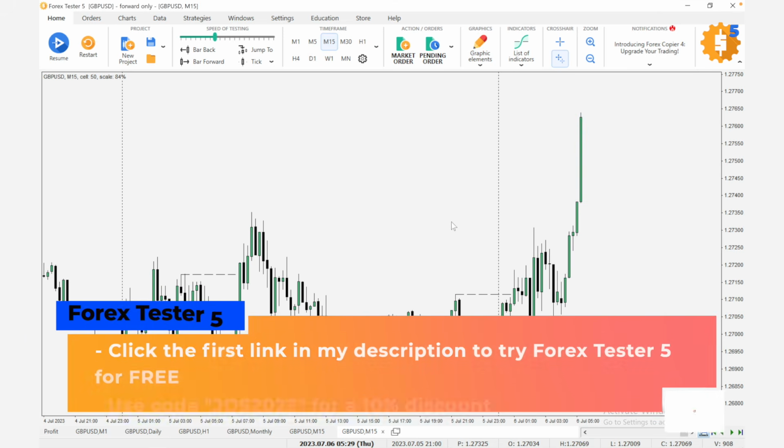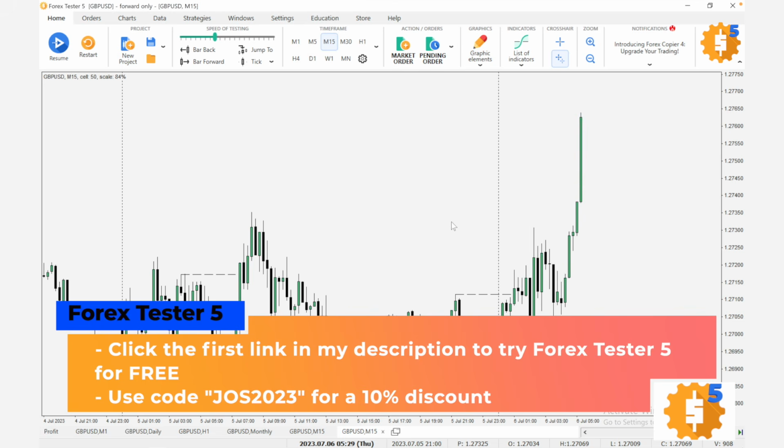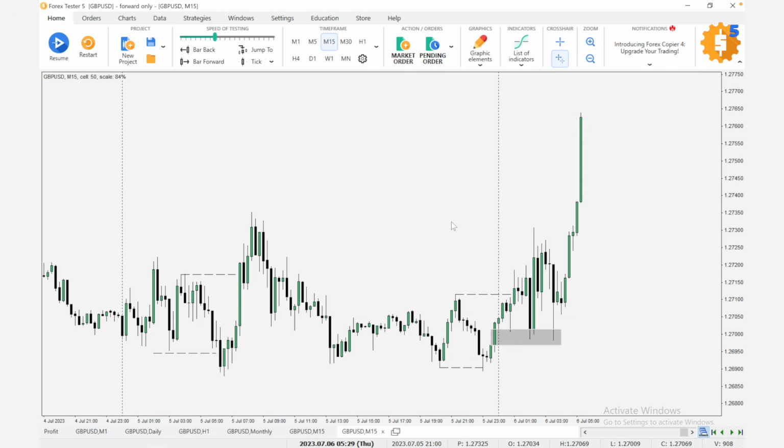As you can see, this strategy is very simple, just one time frame. You don't need any daily bias, you just have to wait for the market structure shift.